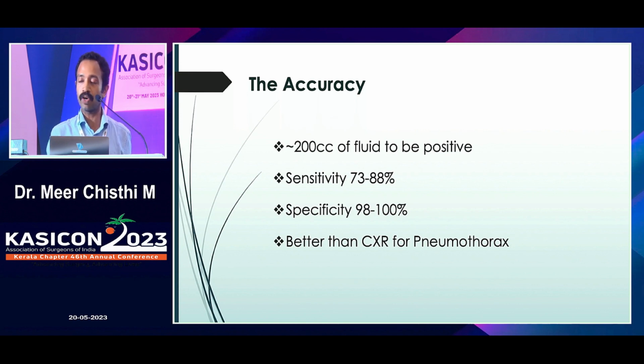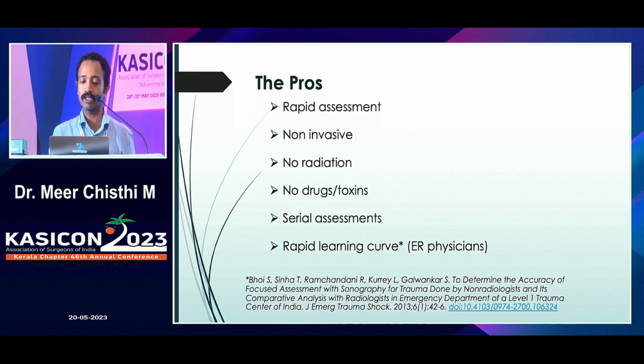After your FAST, if your sonologist is telling you that this patient is FAST positive, then you should believe your sonologist. Take it as FAST positive. Whereas if the sonologist is telling you that this is FAST negative, then take it with a pinch of salt. You have to use your sense, follow the patient's hemodynamics instead of blindly following the FAST report. And it is better than chest X-ray for demonstrating pneumothorax.